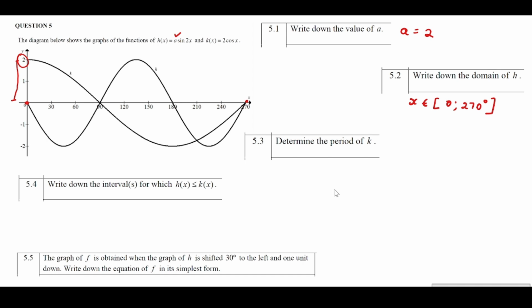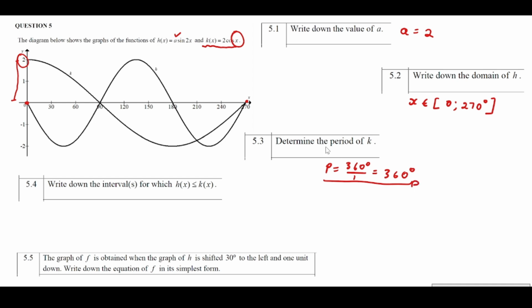5.3, determine the period of k. Be very careful. This is the equation, the graph that we are being asked of. So we need to write down the period of k. The period of k is determined by dividing by the value that is next to x, and the value that is next to x in this case is 1. So the period is going to be 360 degrees divided by 1, which is just 360 degrees.